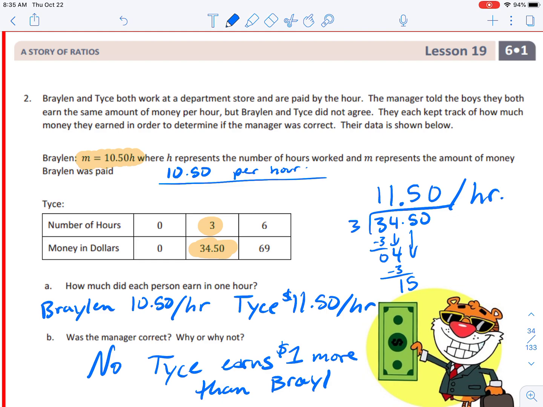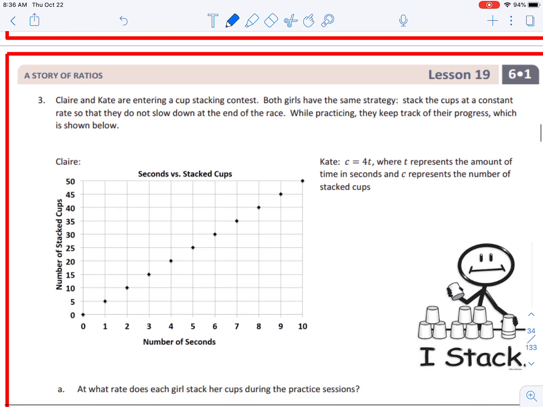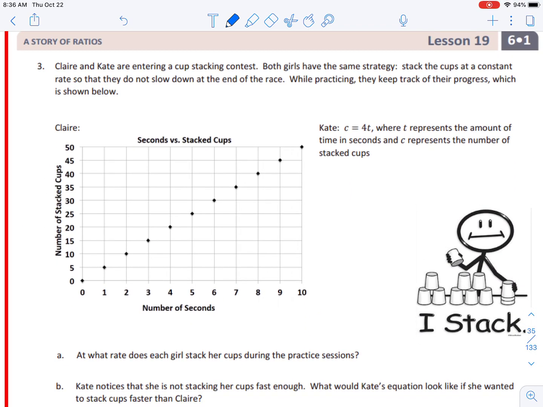So he was way off. $1 makes a huge difference. Okay? All right, guys. Let's keep on going. Keep up with the notes.